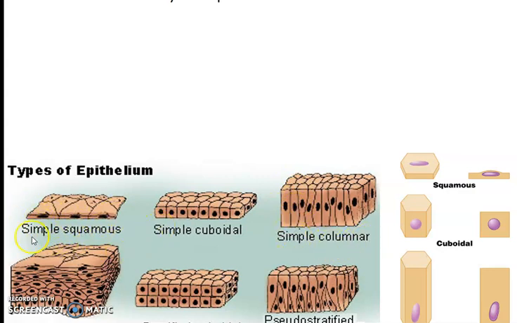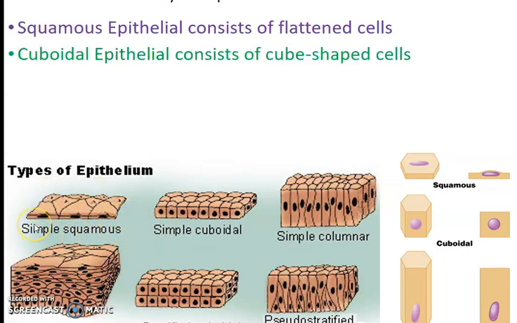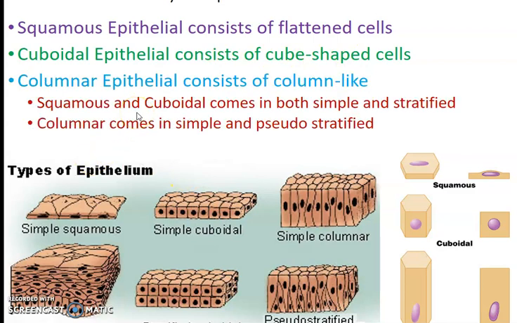Now, the squished ones are really round. That's what squamous means. But squamous epithelial consists of flattened cells. Cuboidal epithelial consists of cube-shaped cells. Then columnar epithelial consists of column-like cells. Now, I'm going to make your lives easy. We have simple columnar, and then pseudostratified columnar. This is not a true stratified tissue. So there is no such thing as stratified columnar. Yes, I know 2 slides ago I said it's in the areolar region of the mammillary region.